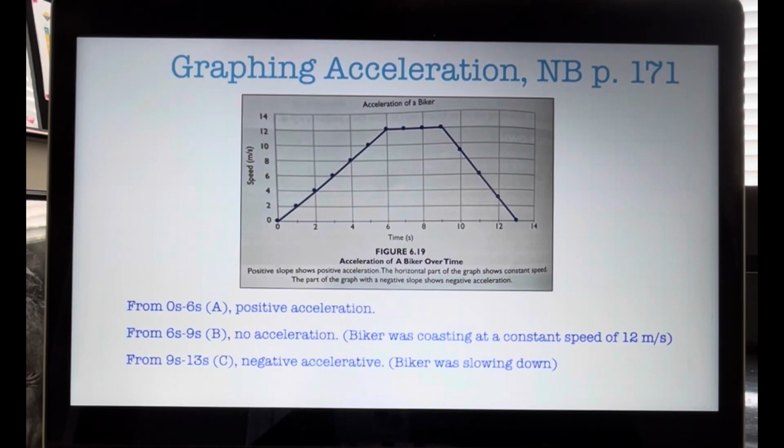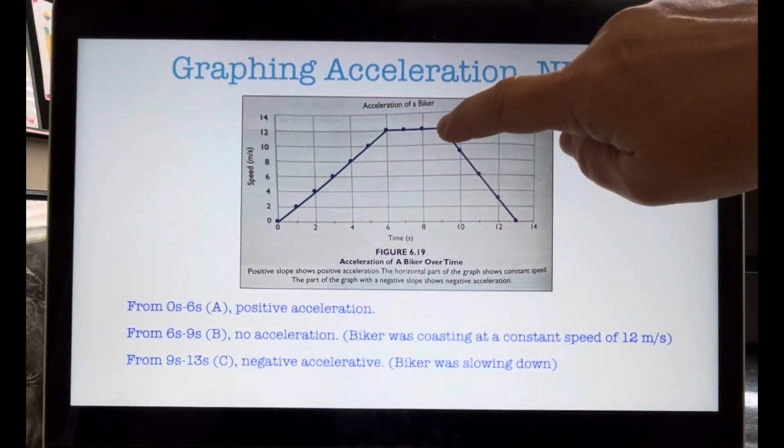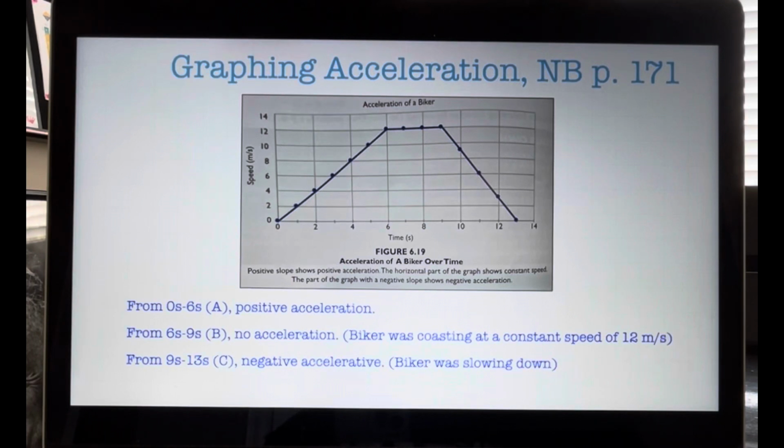Now look at the slope of the line from 9 seconds to 13 seconds. That line segment is sloping downward, which represents that the bicycle is slowing down. The change in speed is negative, so the slope of the line is negative.